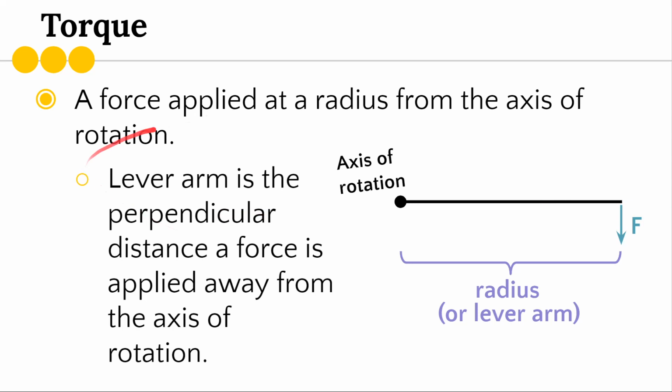The lever arm, if you want a more specific definition for that, is the perpendicular distance a force is applied away from the axis of rotation. Okay, and so again, this is perpendicular to my force, and it is the distance away from my axis of rotation, therefore that is my lever arm. Again, pictures might help with the definitions if you want to jot something that looks like this down on your paper.